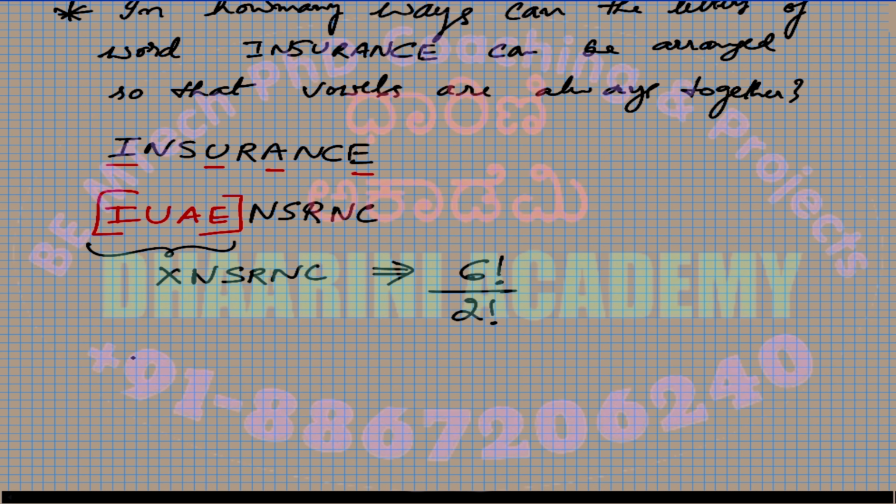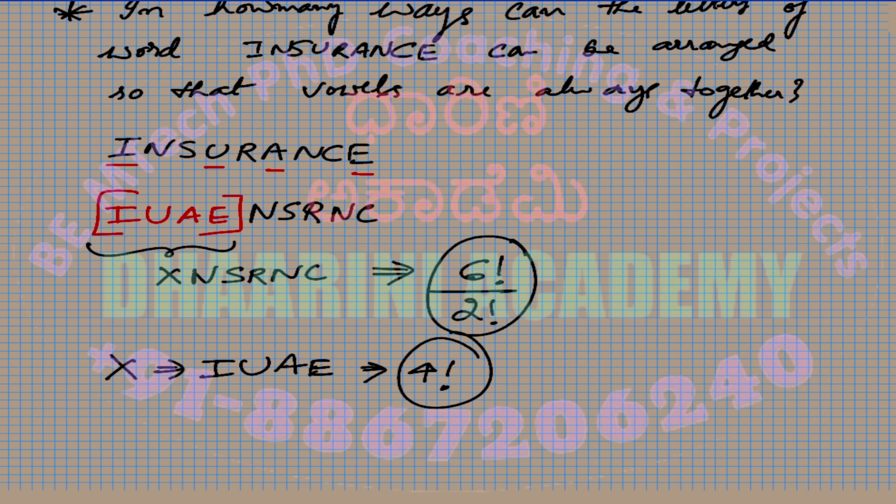Next, let's come back to this X. That X actually has I, U, A, E. Now you see there are 4 letters. The condition says that they have to be together, but in which order, they are not specifying. So the I, U, A, E can be permuted among themselves in how many ways? 4 factorial.